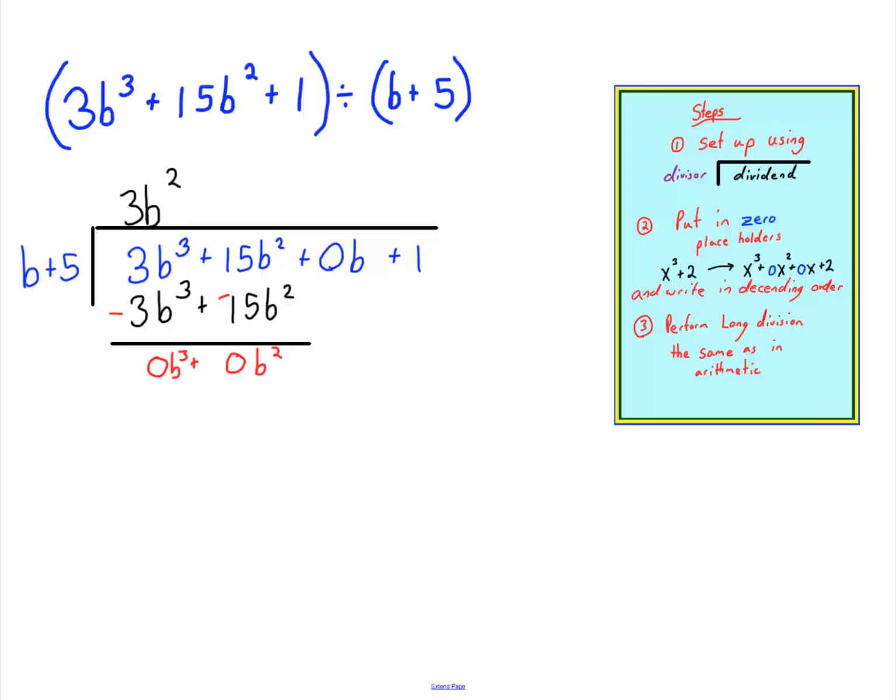So now the next step in long division is we drop this term here. So we drop this term, and that gives me plus 0b. Okay, so I had 0b squared, so now how many b's do I have to multiply? And the answer is plus 0 b's in order to get 0b squared. So I multiply this out. 0b times b is 0b squared.